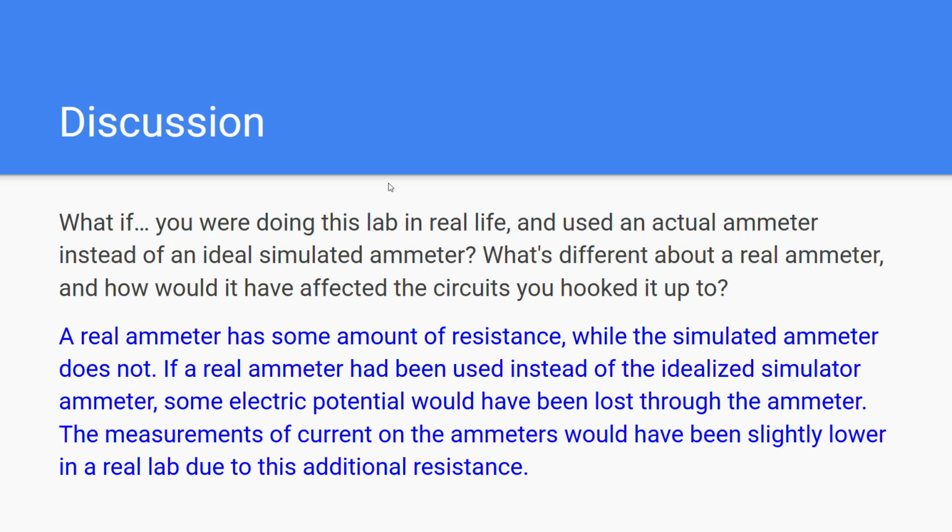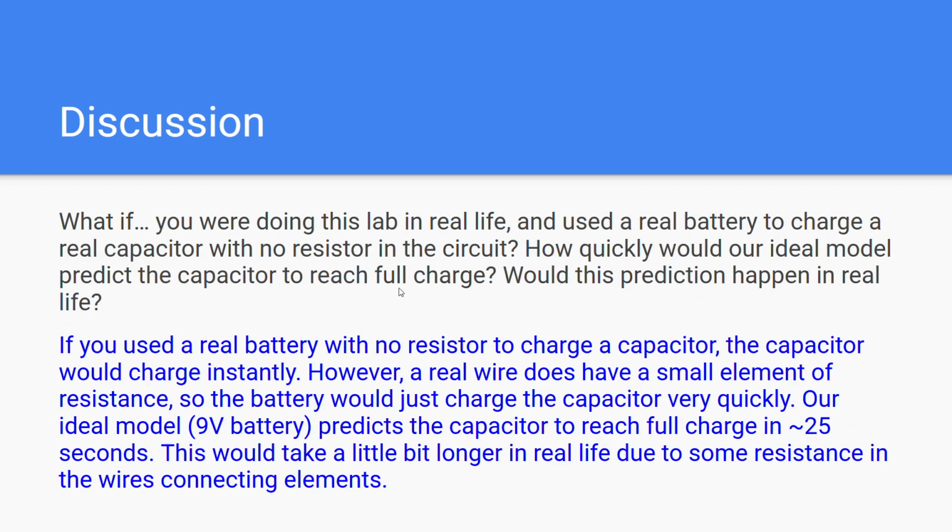What if we were doing this in a real life lab, and we use an actual ammeter instead of an ideal simulated ammeter? A real ammeter has some amount of resistance, as I just mentioned, while a simulated ammeter does not. If a real ammeter had been used instead of the idealized simulator ammeter, some electric potential would have been lost through the ammeter. The measurements of current on the ammeters would have been slightly lower in a real lab due to this additional resistance.